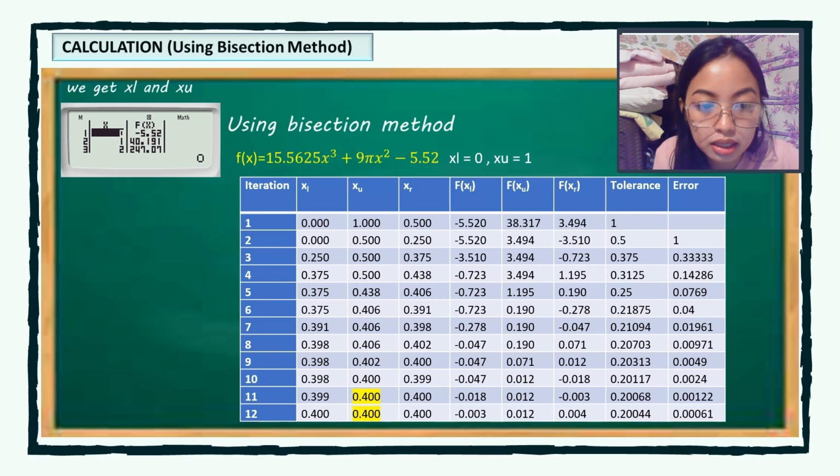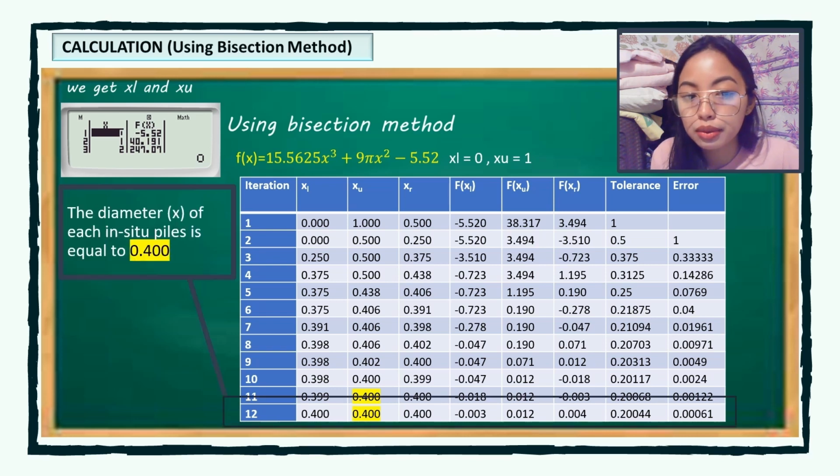Then we can see that 0 and 1 have changed sign from negative to positive, so we will use them as our initial guess. So we have xl equals 0 and xu equals 1. In solving x using the bisection method, we can use Excel, a scientific calculator, or solve it manually. But for our group, we use a scientific calculator and we get the following. As we can see on the table, in iterations 11 and 12, it converges.